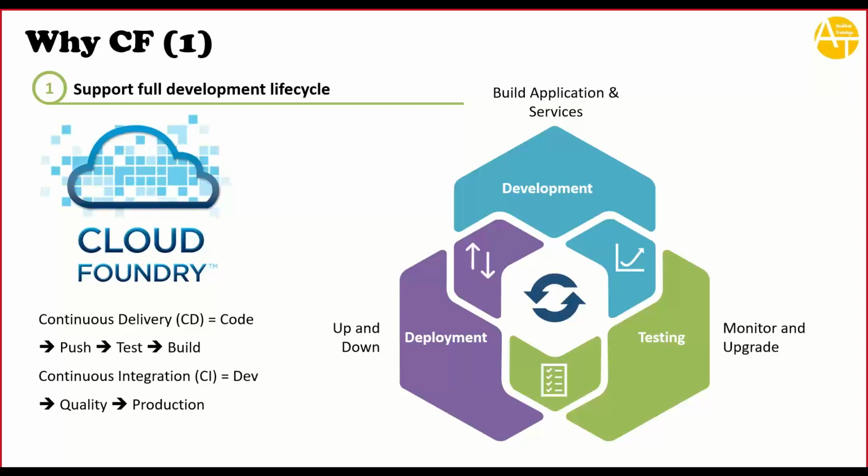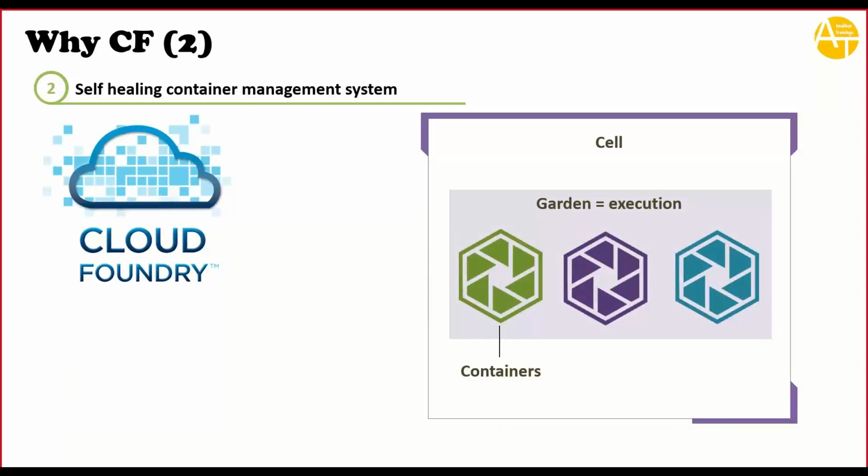Now let's talk about the next important thing: how Cloud Foundry has a self-healing mechanism. When you run a Cloud Foundry application, it has something called cells. Cells are the smallest unit of executable runtime in Cloud Foundry. Inside a cell, you have something called a garden. Garden is where your application gets executed, and within the garden you have different types of containers. You can see the container colors are very different.